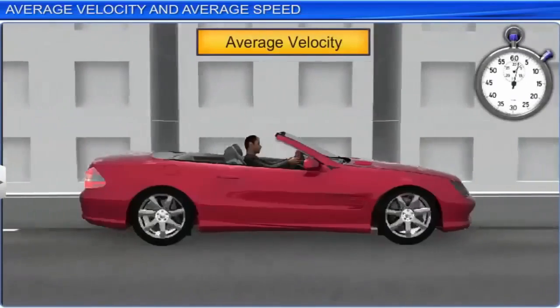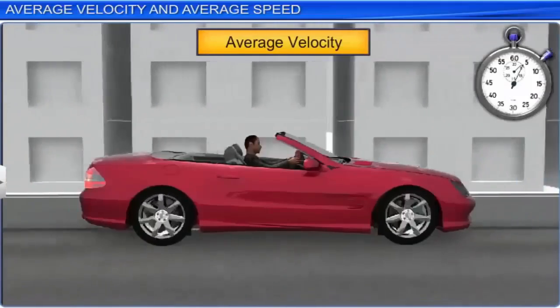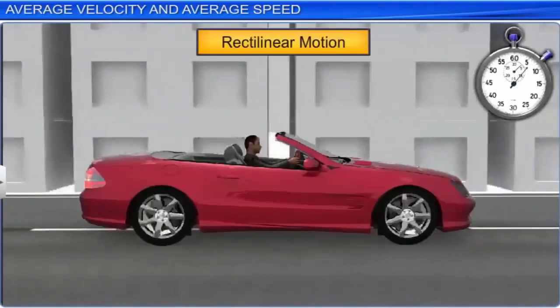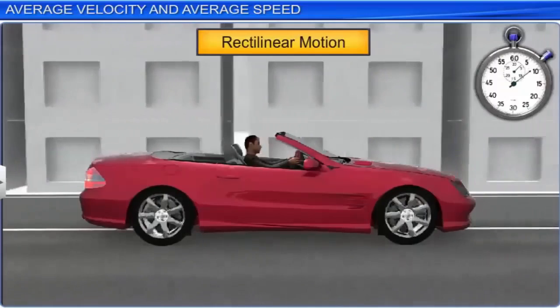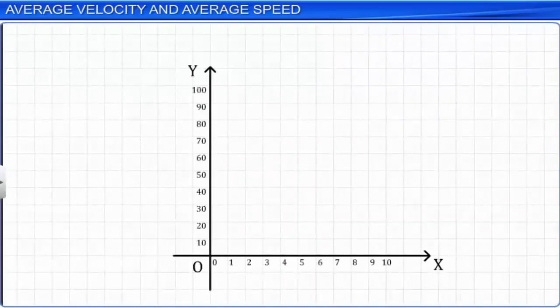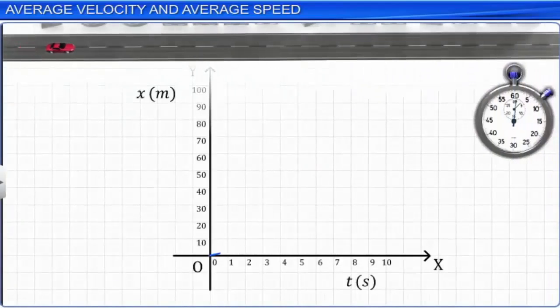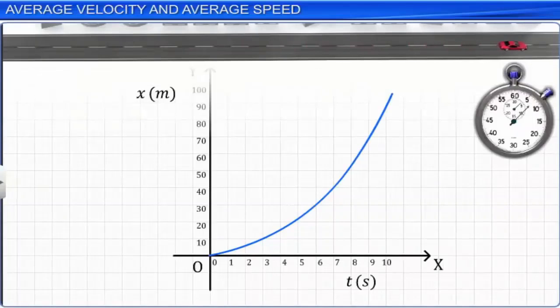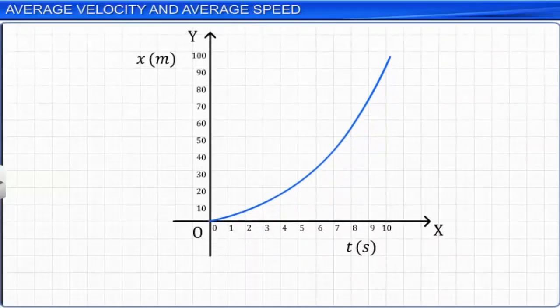A body moving in a straight line is said to be in a rectilinear motion. Let's plot an x-t graph of this motion. A body starts at the origin and travels through a certain distance x meters in time t seconds. Let us mark 2 points A and B on the graph obtained. Let us study the motion of the body from point A to point B in detail.